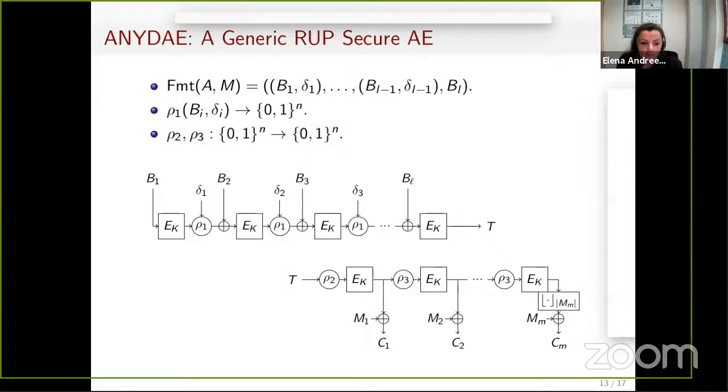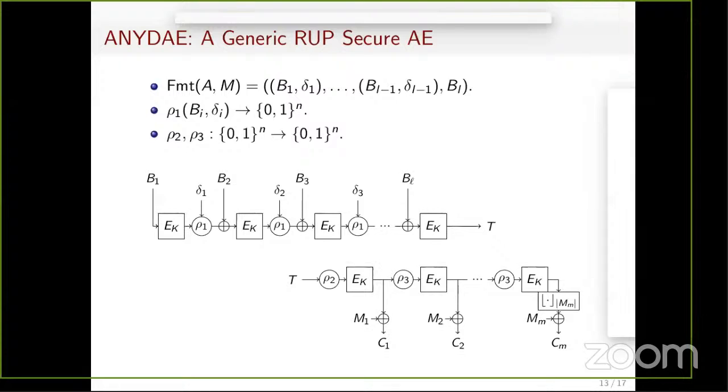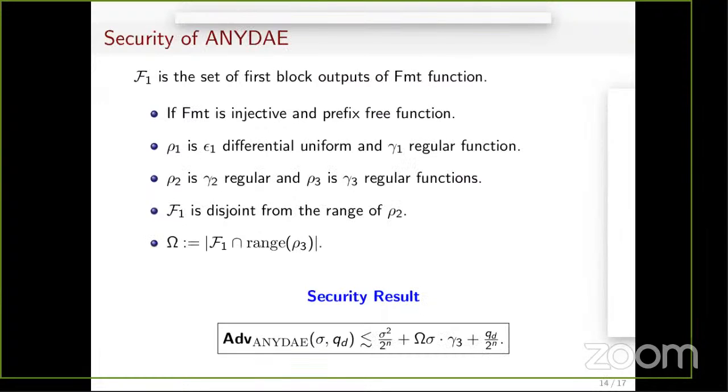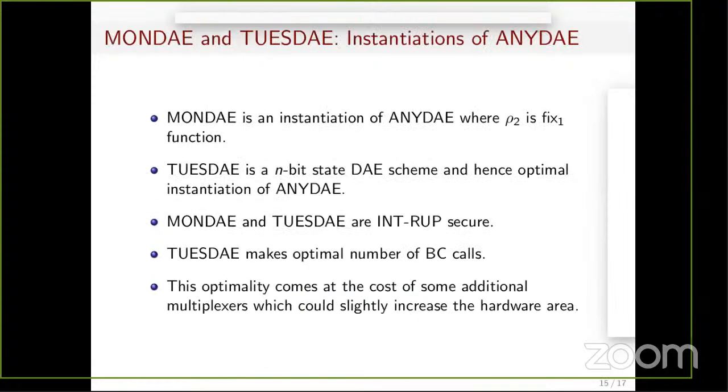Avijit, if you can wrap up. Yeah, sure. We have generalized our construction as Anyday, and we have shown that the Anyday construction is a birthday-bound secure construction, provided that the functions rho1 and rho2 are epsilon-differential uniform and regular functions. Monday is an easy instantiation of the Anyday function. And we have also proposed another construction, called Tuesday, which is an optimal instantiation of the Anyday construction.